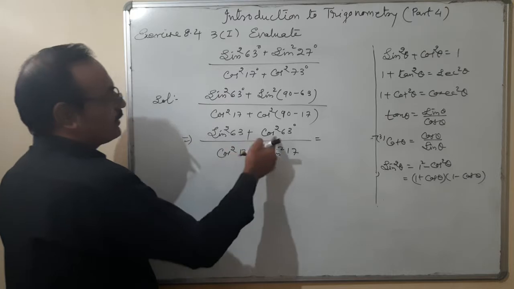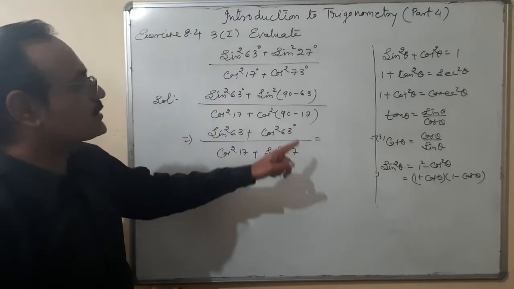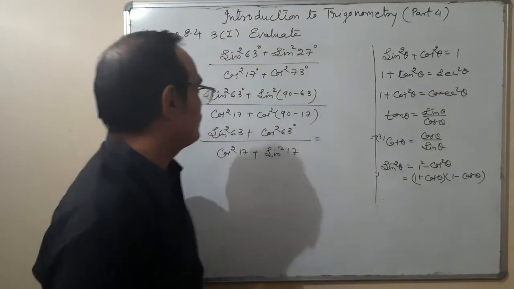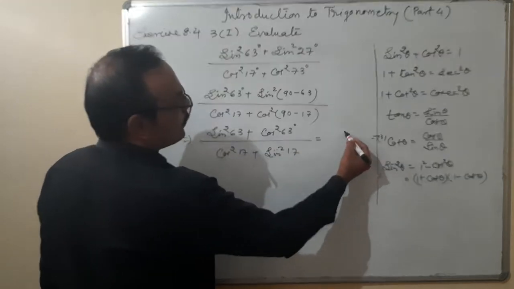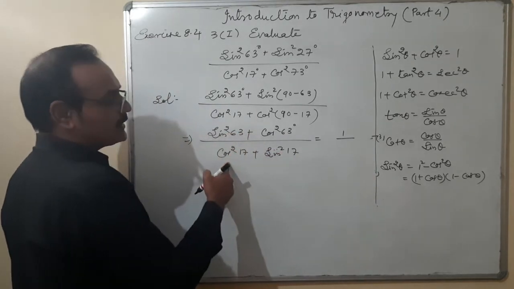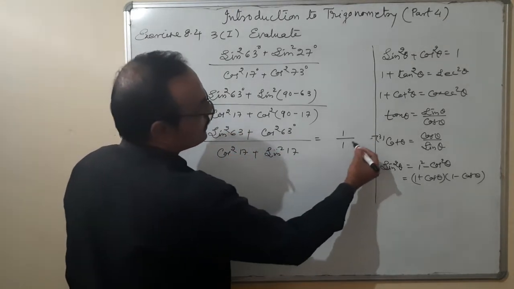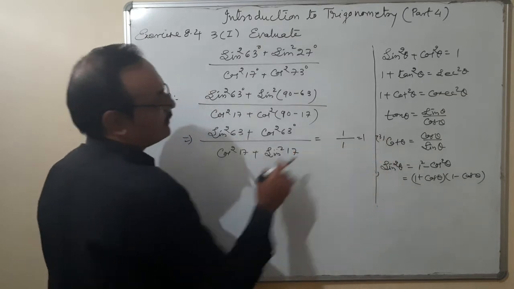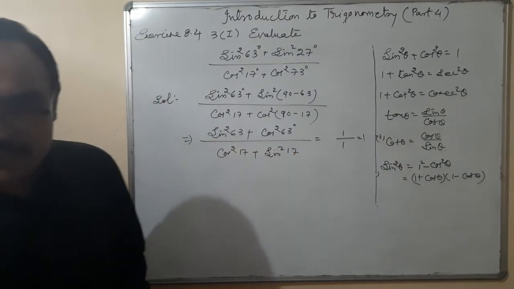Okay. Identity, sin square theta plus cos square theta is equal to 1. In place of that, I can write here 1. Sin square 17 plus cos square 17 is equal to 1. 1 upon 1, that is 1. Okay. So this is the answer of it.